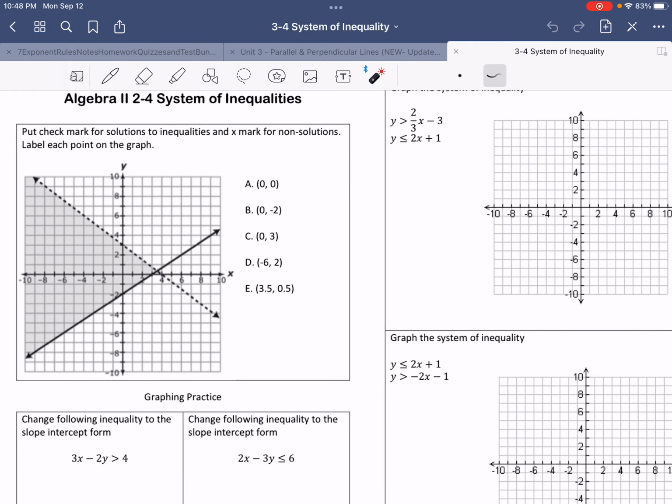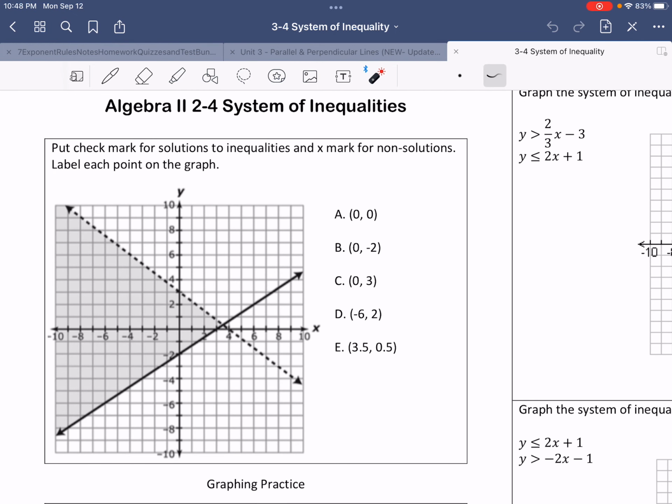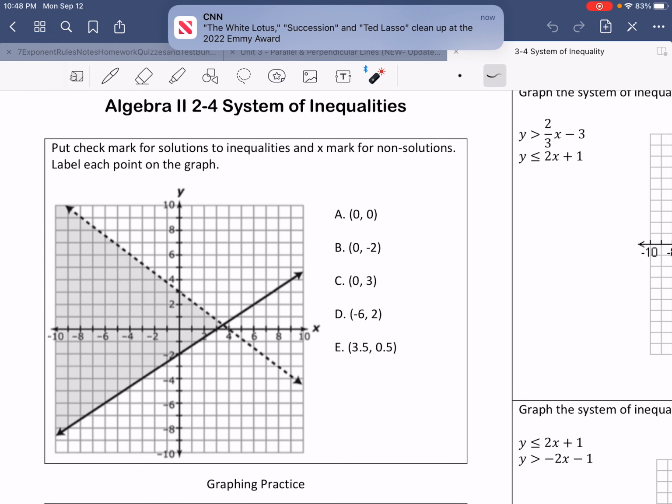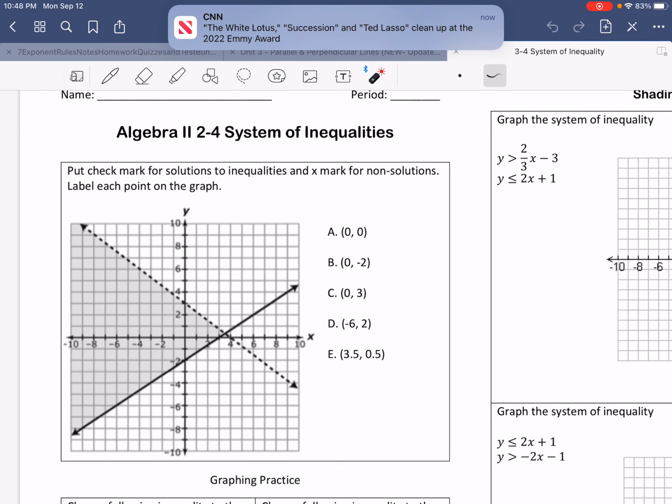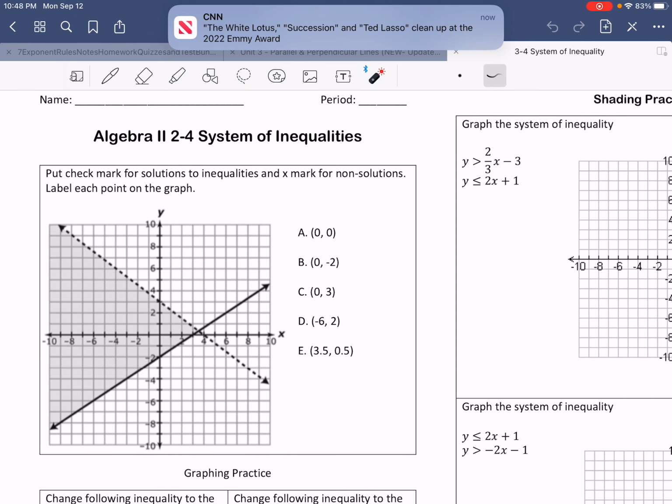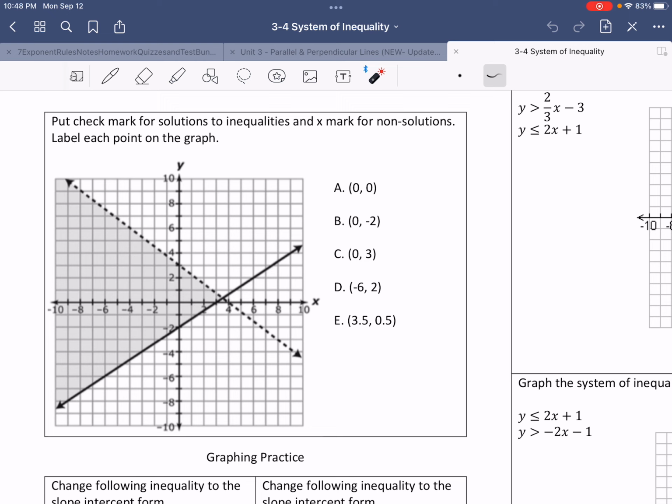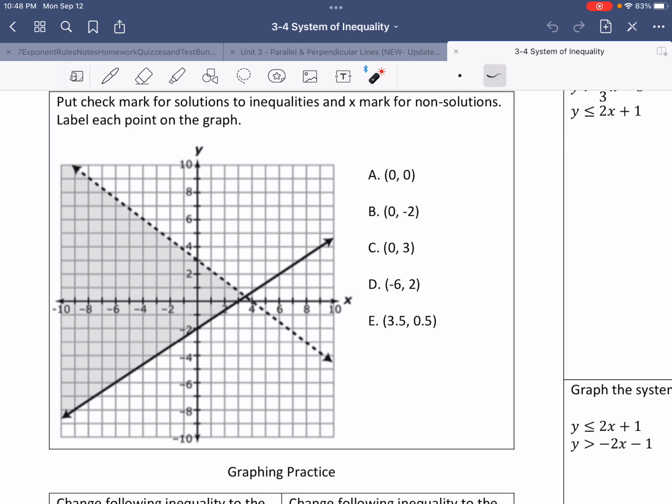And this time I will go over 2-4 notes. This one is about systems of inequalities. Let's get started. The first question says put a check mark for the solutions of the inequalities and an X mark for the non-solutions.